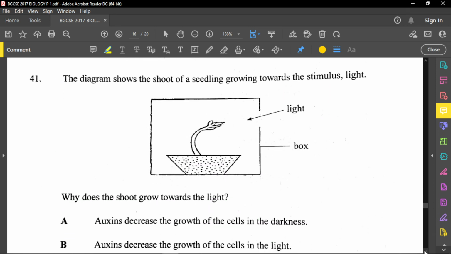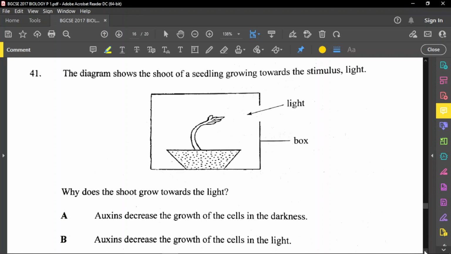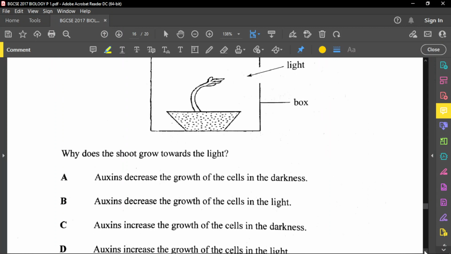41, and we have 9 more questions after this, and we'll finish. It said the diagram shows the shoot of a seedling growing towards the stimulus light. So growing towards light. It said, why does the shoot grow towards light? Let's look at the options.